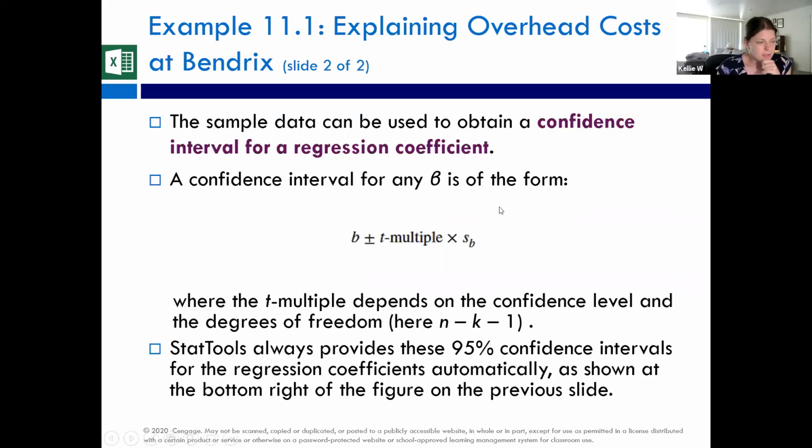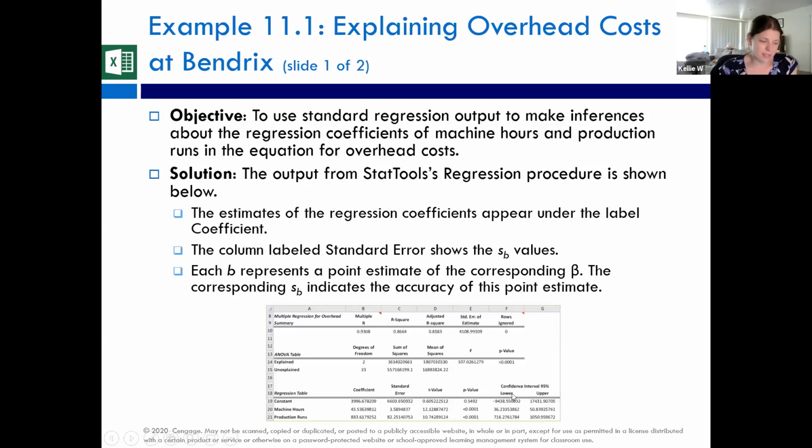All right. So we can use sample data to obtain a confidence interval for those regression coefficients. Our confidence interval is the slope for that regression coefficient plus or minus the t value times the standard error. That should sound familiar from last week. It generally always runs at 95%. So for machine hours, our coefficient was 43.53, but the confidence interval is anywhere between 36.2 and 50.8.